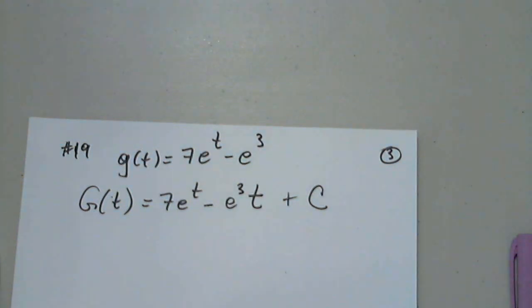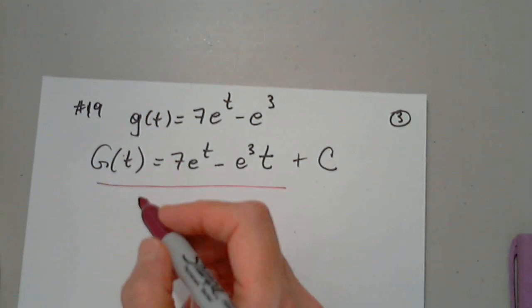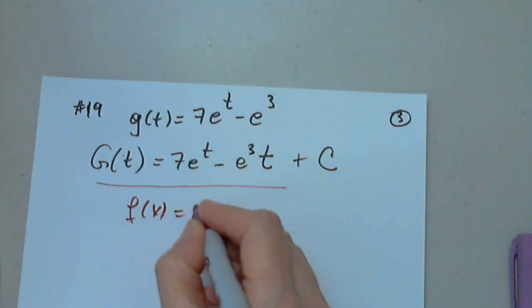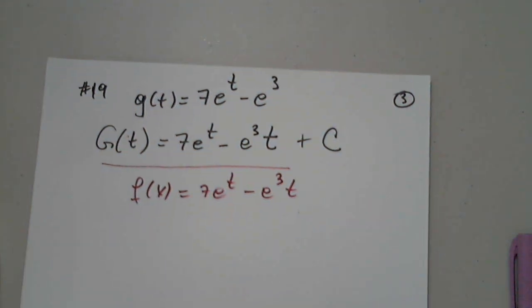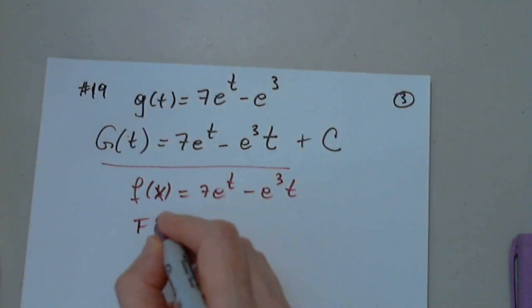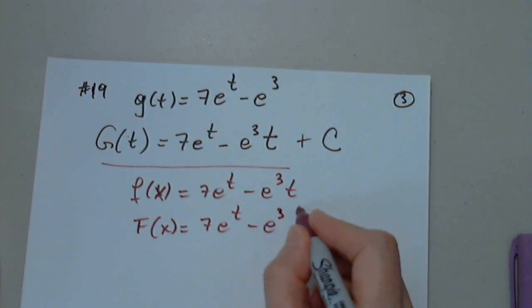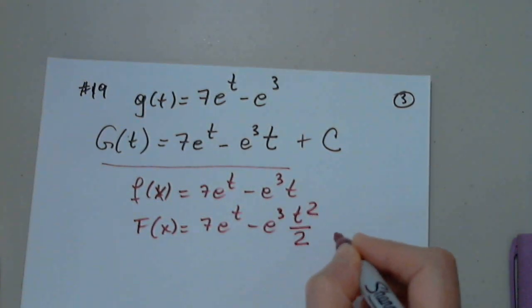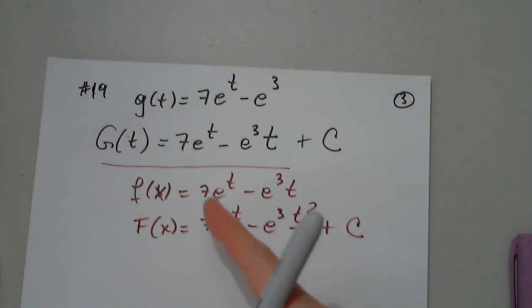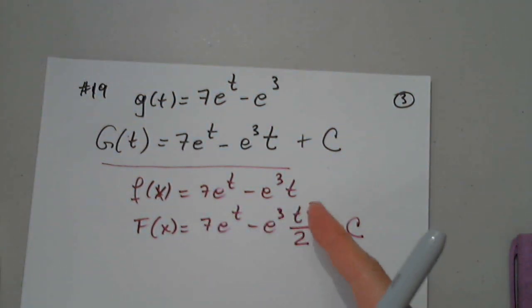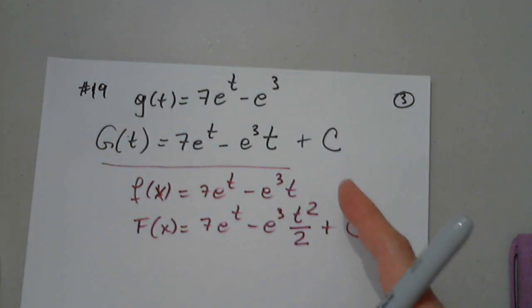Okay. Thank you. If it did, let me make up another situation here. Let's say I have f of x, which is 7e to t minus e to the third t. Then the antiderivative, uppercase F of x, will be 7e to t minus e to the third t squared over 2 plus a constant c. When I differentiate this, I get that. When I differentiate this, I bring the power down, simplify, and I get that. And when I differentiate c, I get 0.